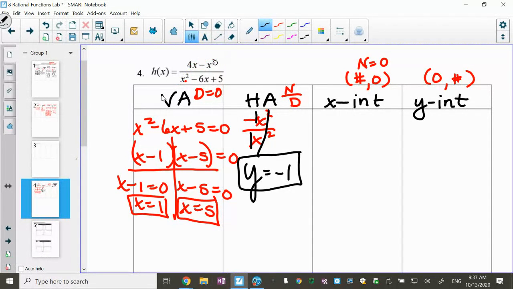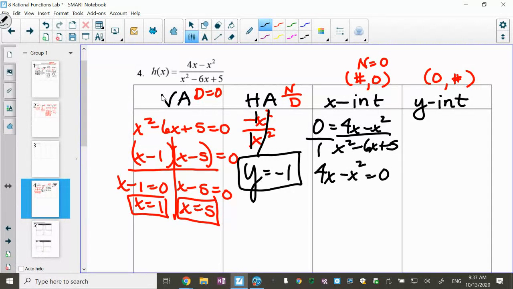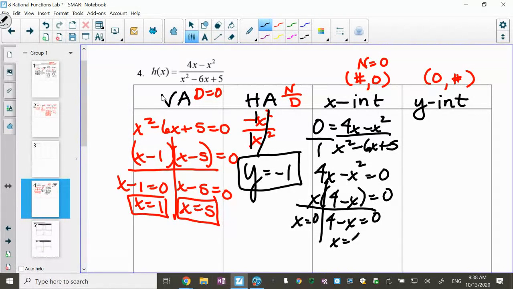So I'm going to say 0 equals (4x minus x squared) over (x squared minus 6x plus 5). I'm going to cross multiply, so I have 4x minus x squared equals 0. Factor out an x, so I have x times (4 minus x) equals 0. So x is 0, or 4 minus x equals 0, so x is going to be 4. These are my 2 x-intercepts, but since I want actual points, this graph crosses at (0, 0) and (4, 0).